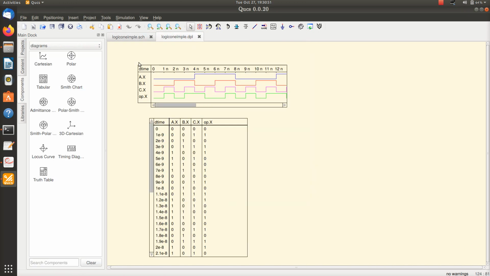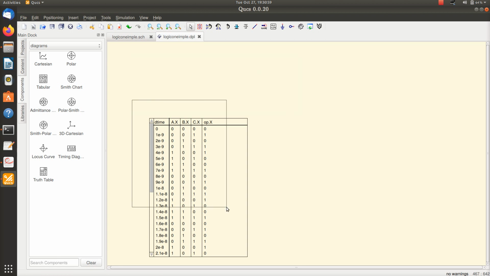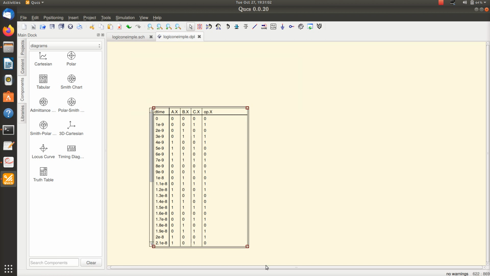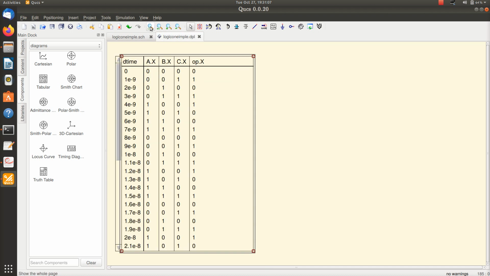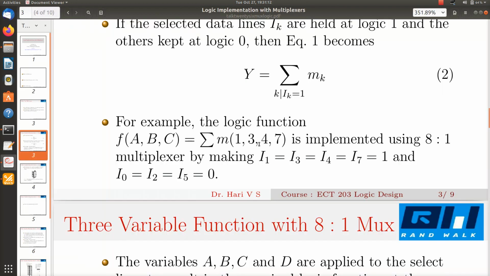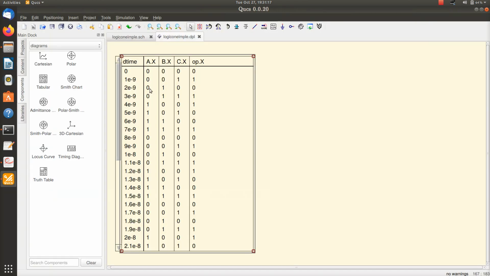Now forget about this timing diagram. I will look into this truth table. What did we design for? It is for 1, 3, 4, 7. It should be a 1. So if you look here, 0 0 1, 0 1 1, 1 0 0 and 1 1 1. This is a 1. Then it is a repetition of the same thing. For all other patterns, the value is a 0.